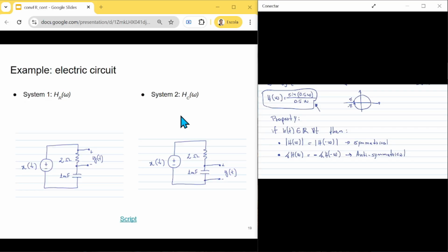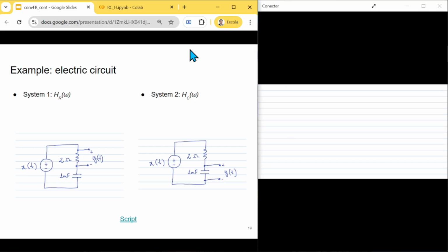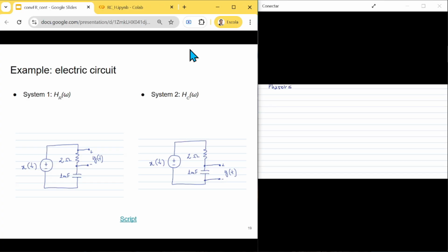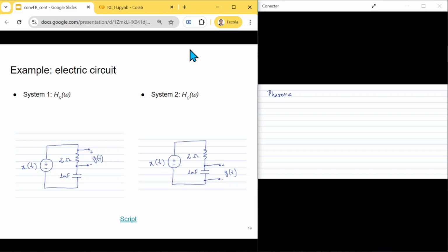Let's see another example, this time for an electric circuit. In this case, I will not start with the impulse response. I will derive the frequency response formulation from the circuit diagram. If you already studied electric circuits, you might be familiar with phasors. So that's the tool we're going to use to find the frequency response here. So we have to draw the equivalent circuit with the impedances. The impedance of a resistor has just the same value of the resistance. The impedance of the capacitor is XC, which is 1 over j omega C.